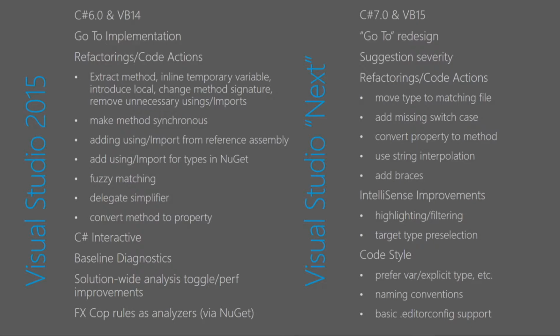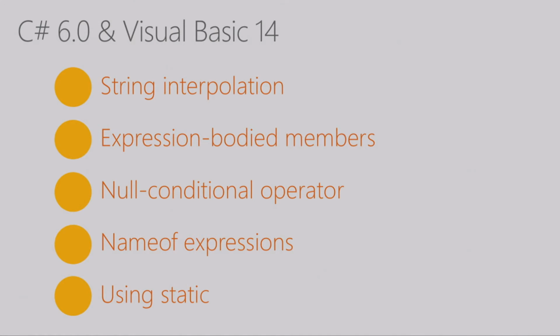For those of you who want to know the majority of the features in Visual Studio 2015 and Visual Studio Next, here's a really boring long list that I'm not going to go through. The main thing I want you to see is that C#6 and VB14 are supported in Visual Studio 2015, and C#7 and VB15 are supported in the next version. With that lovely guide into the next topic, we're now going to do a brief refresher on C#6 and VB14. How many of you are familiar with the language features here? Okay, a handful, so a refresher seems like a good idea.